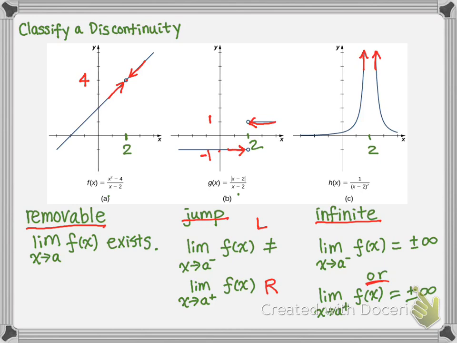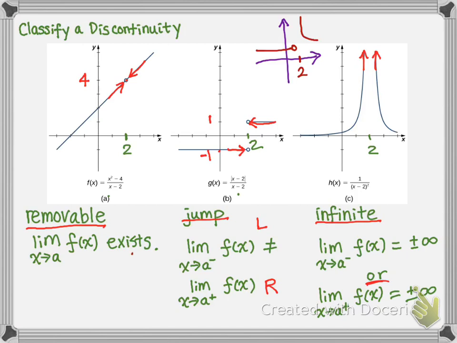Then you might ask a trick question. So let's take a look at this graph. So the function looks like this. Now, what type of discontinuity is at this point 2? Well, it's not removable because you don't have a limit.